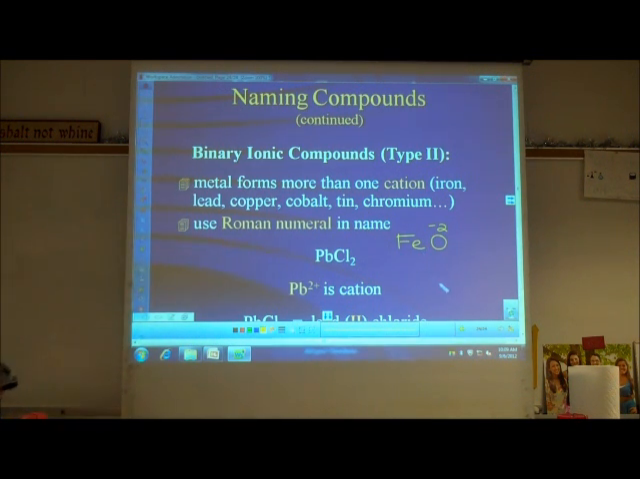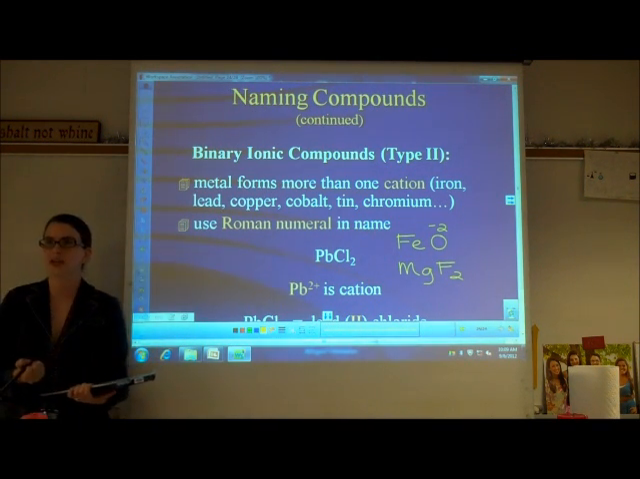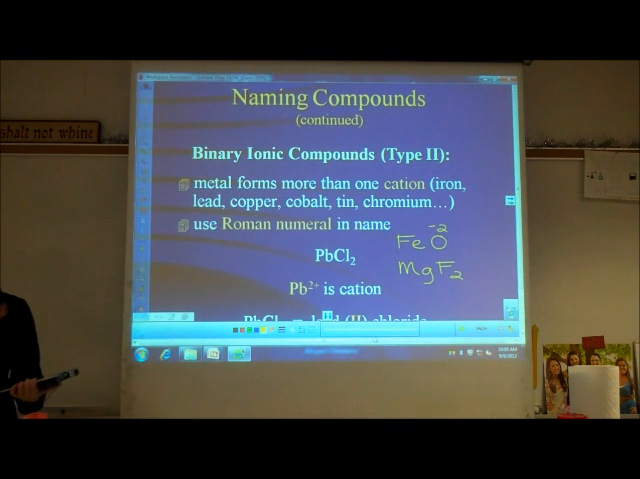Let me think of one. How about this? Wait a second. It doesn't need a Roman numeral. It's in group 2. Things in group 1, group 2, group 13, they don't need Roman numerals. Okay. Let's do one more.